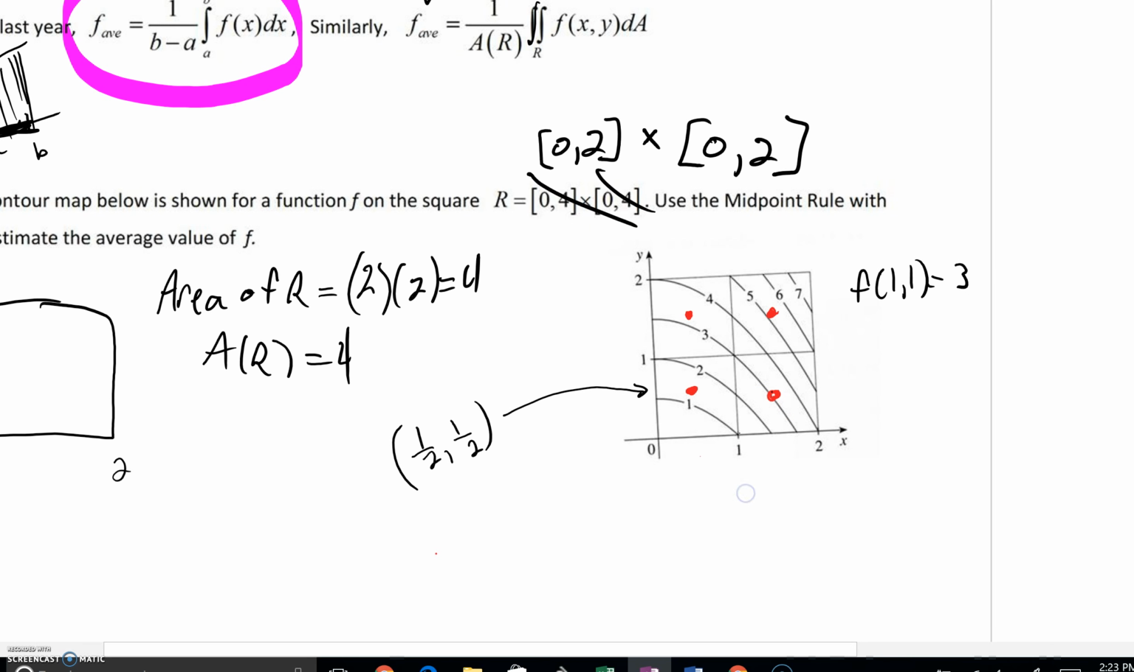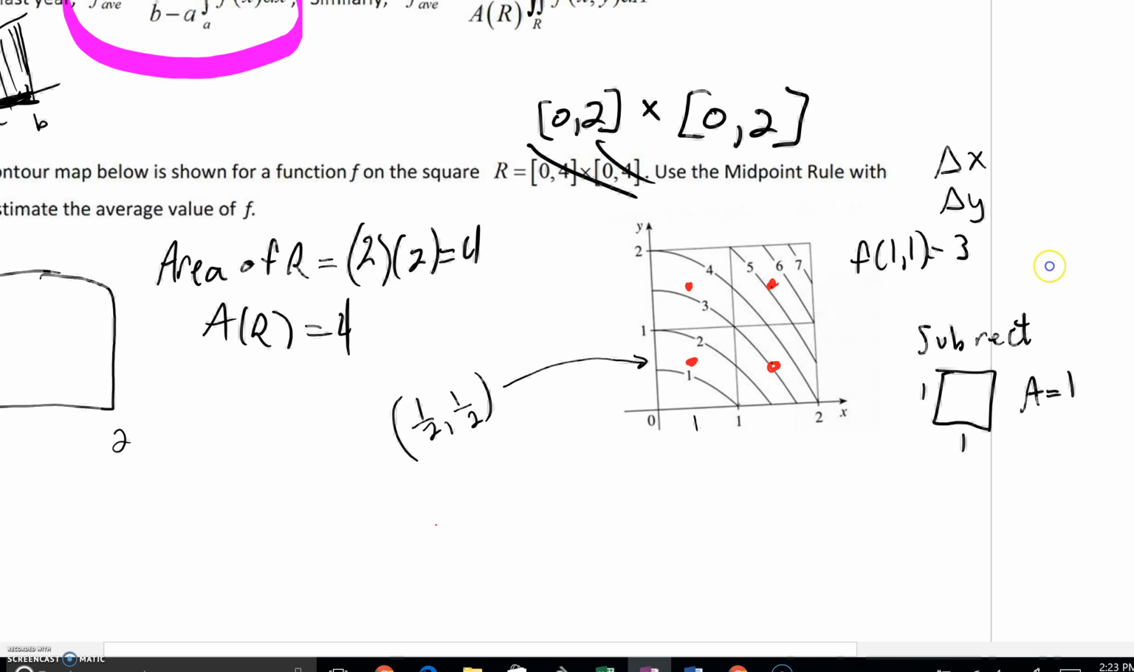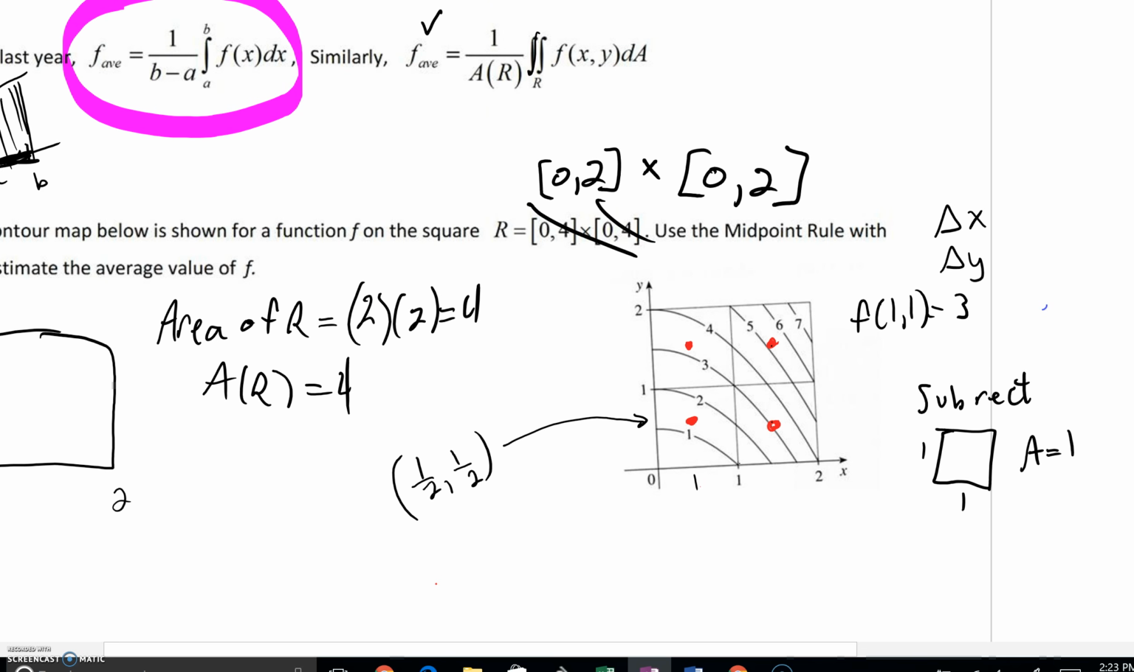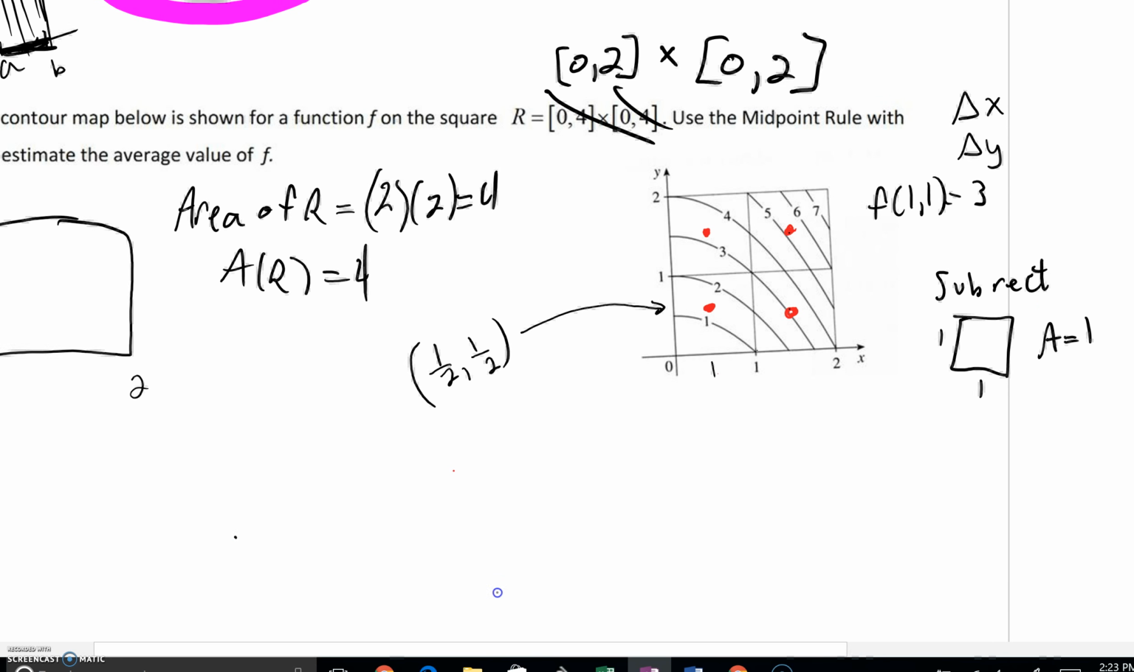Let's also look at each subrectangle. For each subrectangle, you can see that the base is always going to be 1. The height's always going to be 1. That's your delta x and delta y. So that's kind of nice to always have an area of 1. Why do we bring this up? Well, we're trying to get this average value of the function going here.